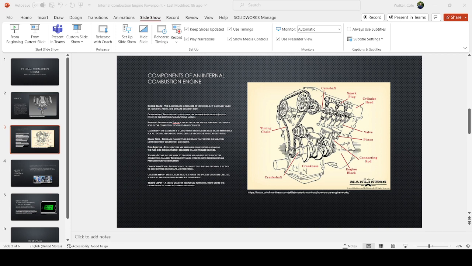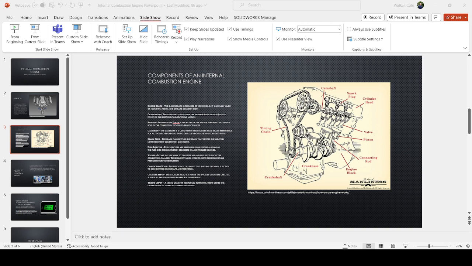Next, we move on to the camshaft, which is located at the top of the engine, and along with the cylinder head, that's responsible for the opening and closing of the intake and exhaust valves. So the intake valve allows the fuel and the air to come in, and the exhaust valves allow for, after the combustion has happened, for it to then escape from the exhaust. So just like the exhaust pipe on a car.